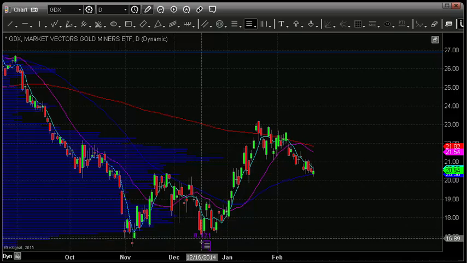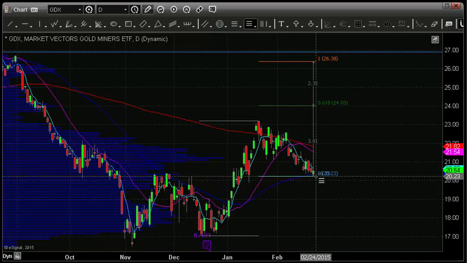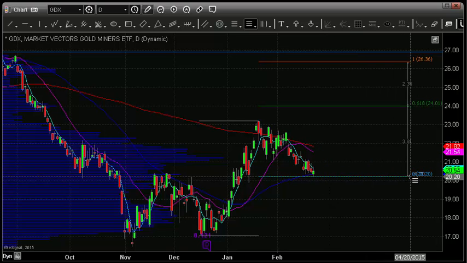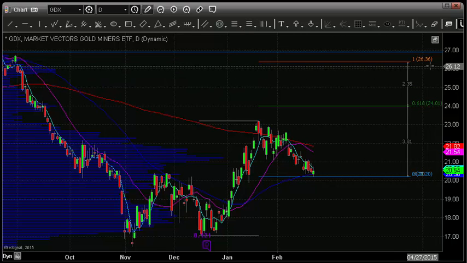If we throw the Fibonacci extension on there, we've got this low to this high, and so far we've got a pullback to the 50-day moving average, and it gives us a target somewhere up here at the 26 area.